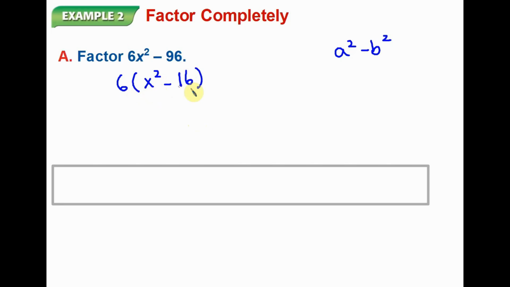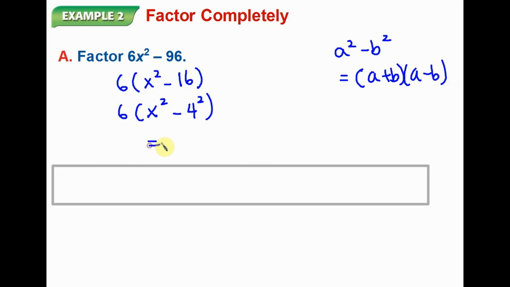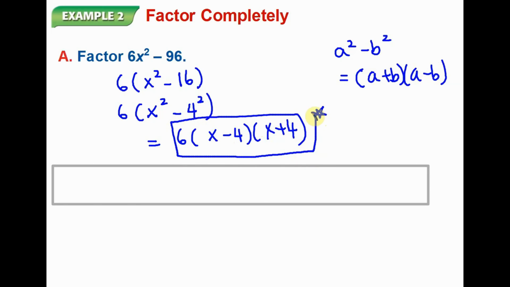So now it looks more like x squared is a square of x, where 16 is a square of 4. If I rewrite this one more time, x squared minus 4 squared. Do you see how this polynomial matches a squared minus b squared? A squared minus b squared was a plus b times a minus b. So overall, this becomes 6 times x minus 4 times x plus 4, and this is going to be the factored form of 6x squared minus 96. As you see, there is nothing else you can do.